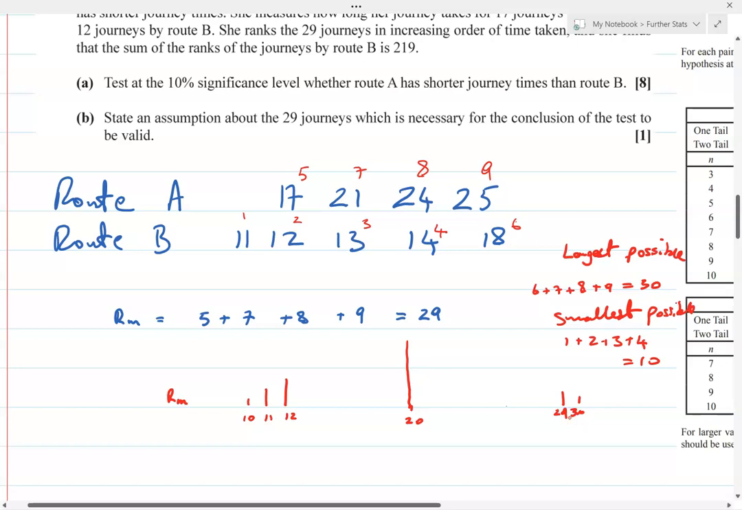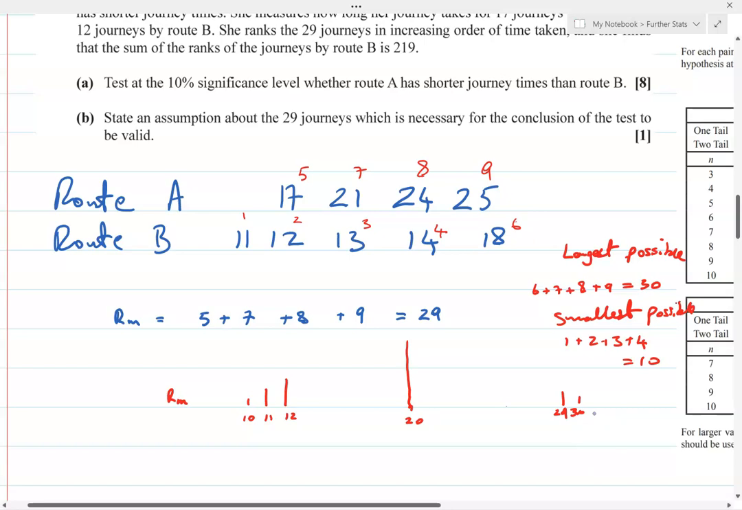And what we're doing here is actually deciding whether this number, 29, is significantly too big as to actually assume that there must be a difference between the two sets. So that's what would happen if there were equal probability, equal times between route A and route B. 29 and 30 would randomly occur as actual scores for RM fairly infrequently, compared to 20, which would be in the middle of this distribution.